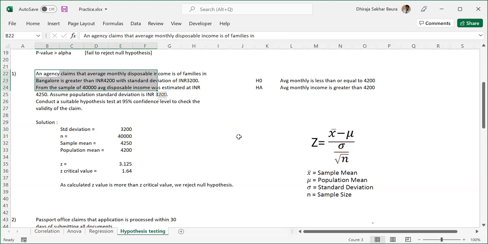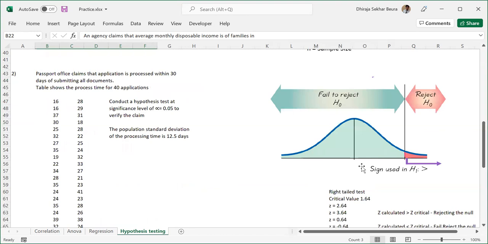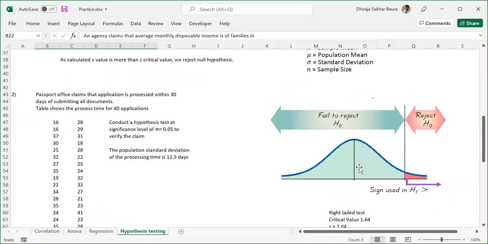One more thing, importantly, sir has told that whenever you are doing a hypothesis test, or wherever the normal distribution is there, make sure that you draw that normal distribution curve and define the values. Like here, 4,200 is the mean, right? So the center of that should become 4,200. And then here you should define whether it is 4,250 or less than 4,000.